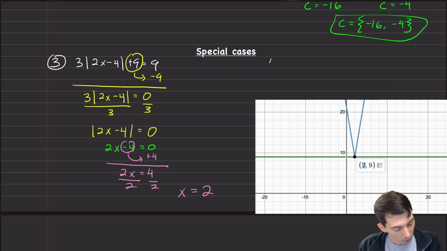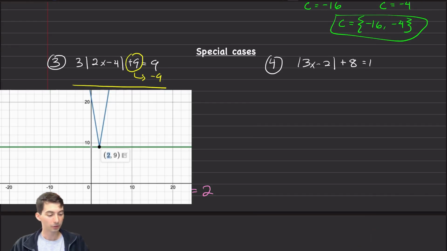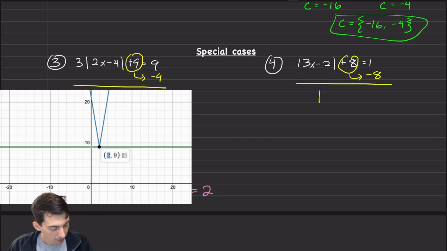We're going to do one more problem now. So let's get the absolute value by itself. I have this plus 8. I'll move it to the other side and say minus 8. To get the absolute value of 3x minus 2 is equal to 1 minus 8, which would give me negative 7.